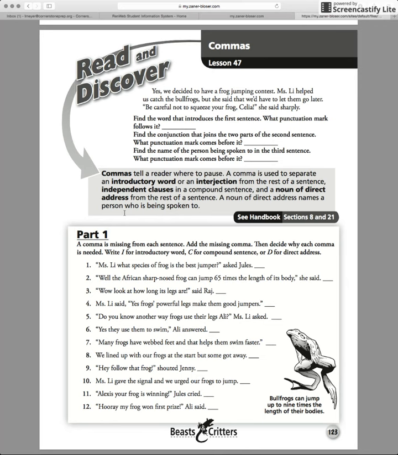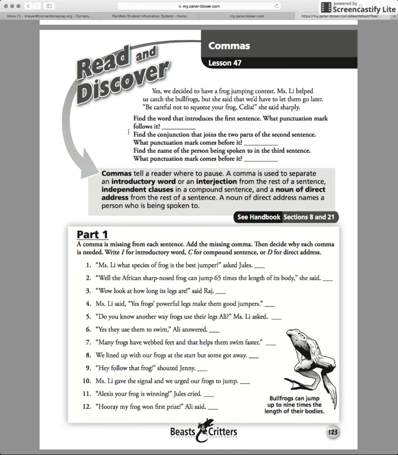So let's look up in the top, right underneath Read and Discover. We're going to look at this paragraph together and answer the few questions before we get started with your lesson. So yes, we decided to have a frog jumping contest. Miss Lee helped us catch the bullfrogs, but she said that we'd have to let them go later. Be careful not to squeeze your frog, Celia, she said sharply.